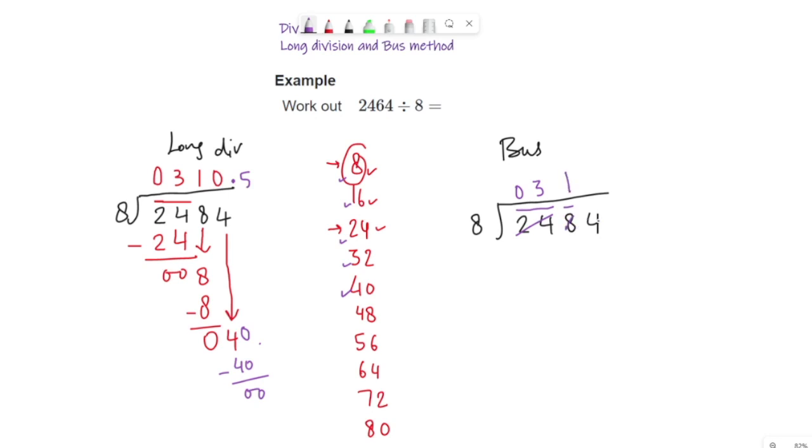Now we'll go to 4. How many 8 goes in 4? 0. We need more numbers here. When I give this extra 0, I bring a decimal. How many 8 goes in 40? 8 times 5 is 40. So it's the same thing, 310.5. Let's do another example.